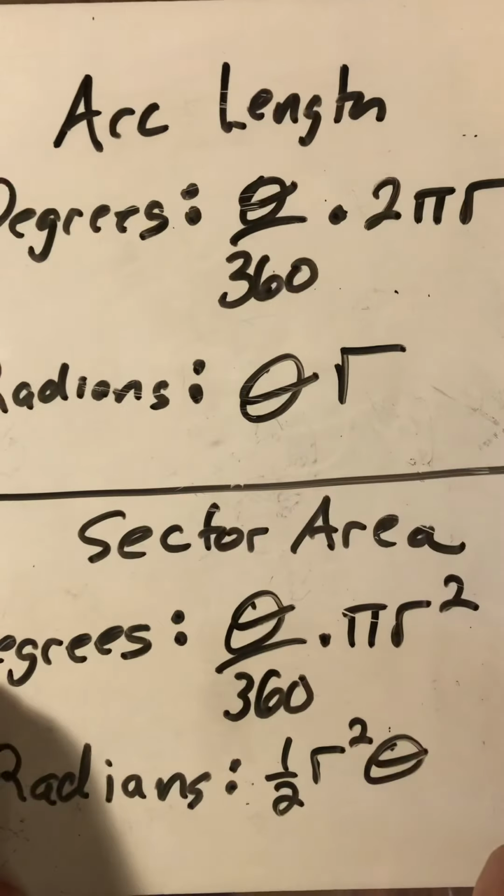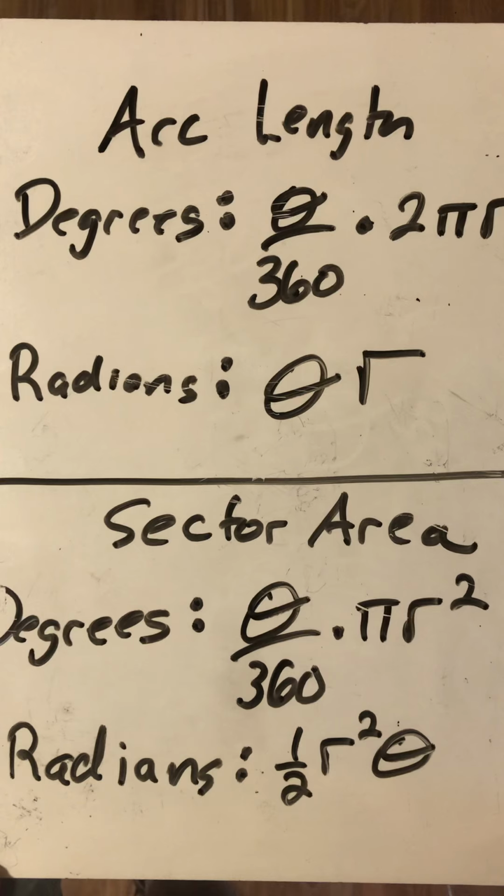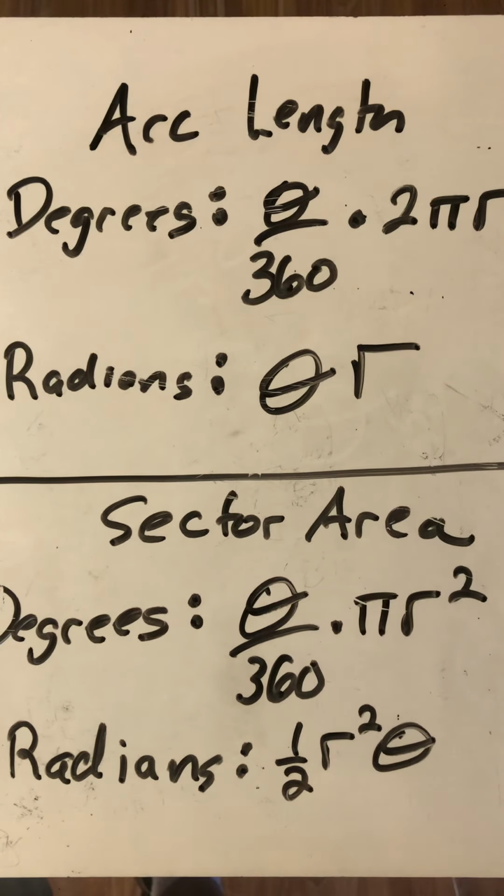So remember, if you're given a measurement in degrees, if you're trying to find arc length, you would just multiply the measurement of the angle in degrees over 360 times 2 pi r. If you're given the arc length in radians, you would just take the measure in radians and multiply it by the radius. Okay, guys? So that's how you find arc length, using the two different formulas.